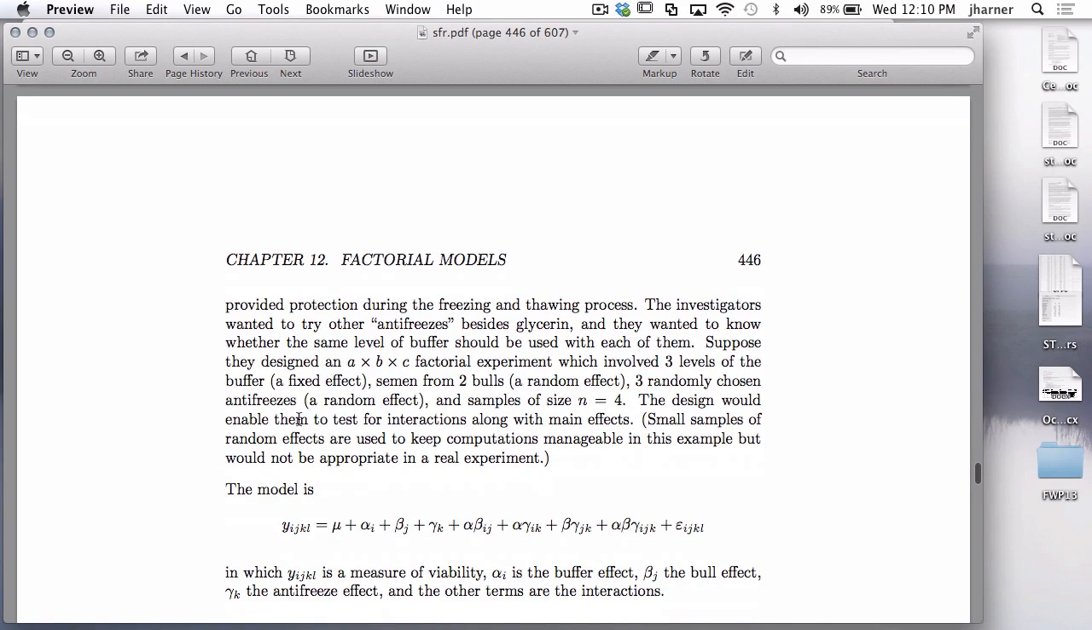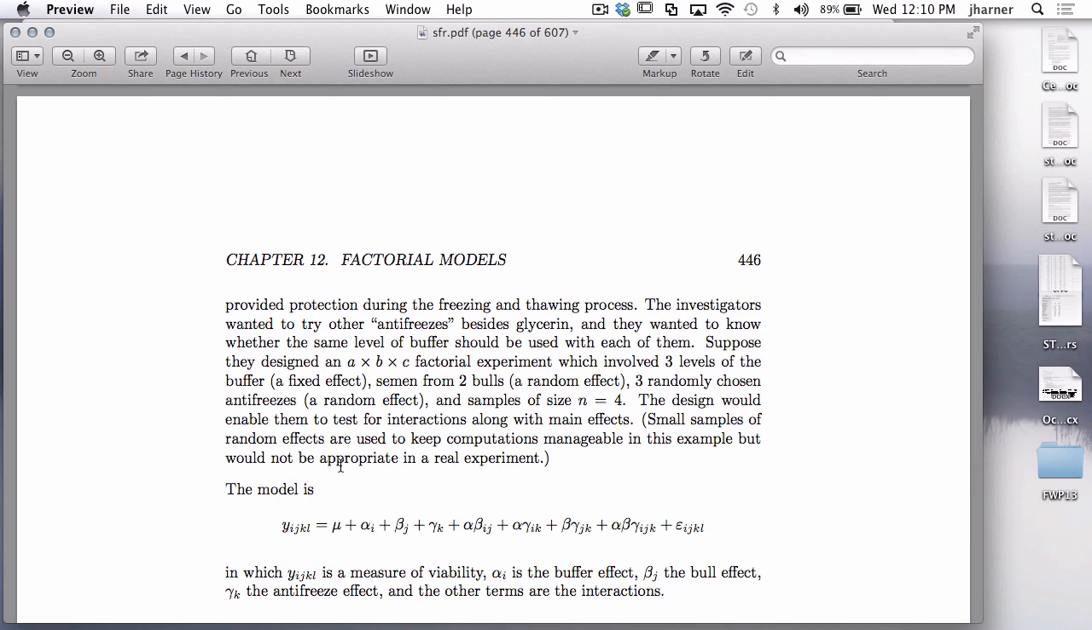So what do we have? We have a 3 by 2 by 4 factorial, right? No, I'm sorry. Got ahead of myself. We have a 3 by 2 by 3: 3 buffers, 2 bulls, and 3 antifreezes. And then N is 4. N is the number of samples I get within each cell.